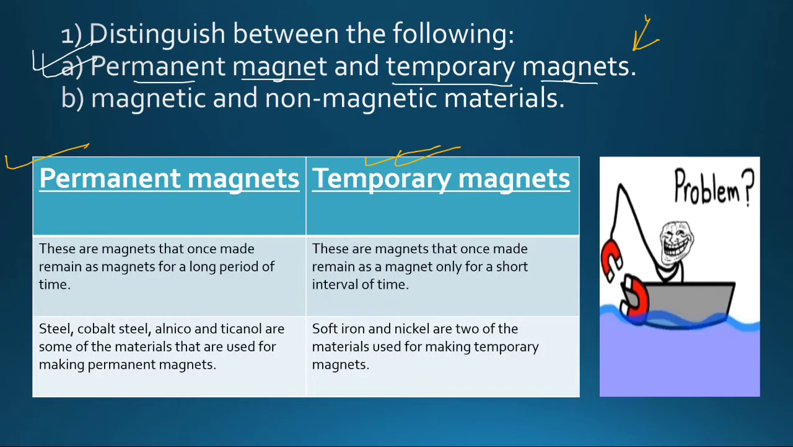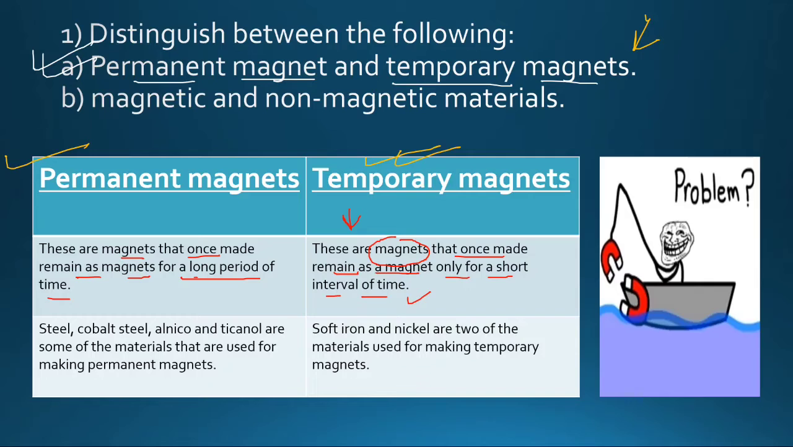Permanent magnet. These are magnets that once made remain as magnets for a long period of time. Temporary magnets. These are magnets that once made remain as a magnet only for a short interval of time.